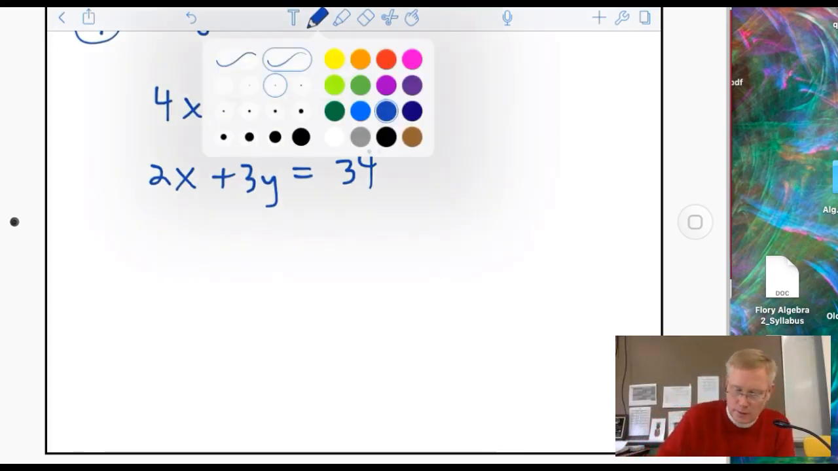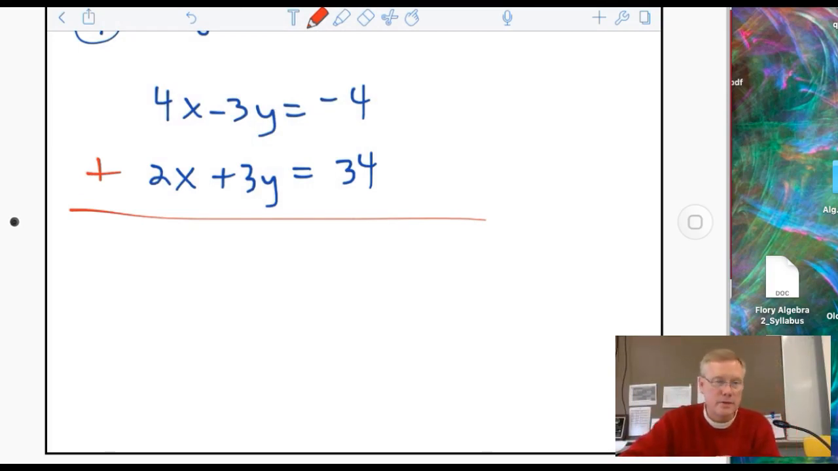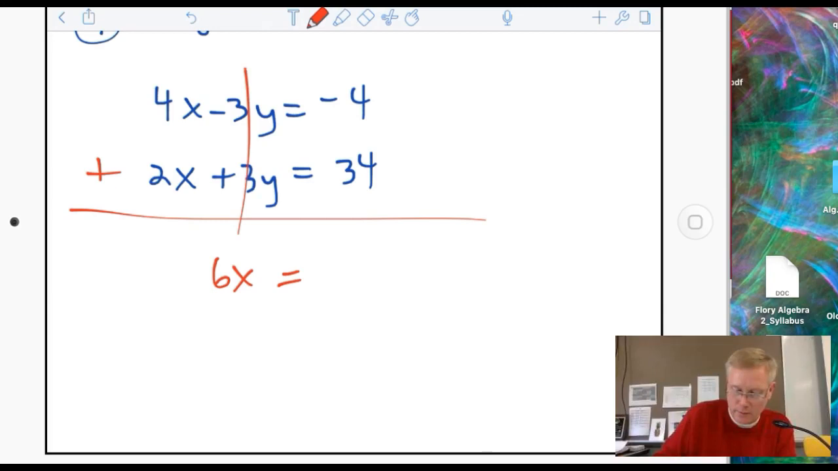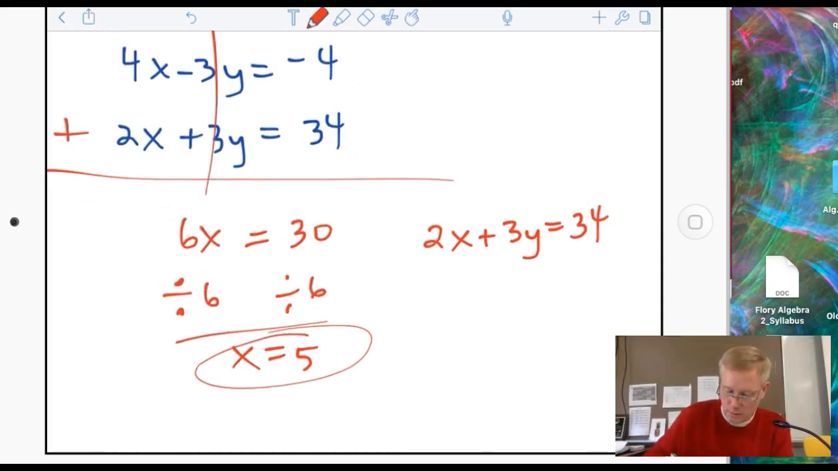Welcome back. All right, so this one's set up beautifully for it. I can see all my x's in a row, y's in a row, equal signs in a row, numbers are in a row. These cancel out. If I add straight down, it's beautiful. 2x plus 4x is 6x. Negative 4 plus 34 is 30. Divide by 6. X equals 5. There's my first answer. Take one of the two equations, plug in that 5. Get my second one.